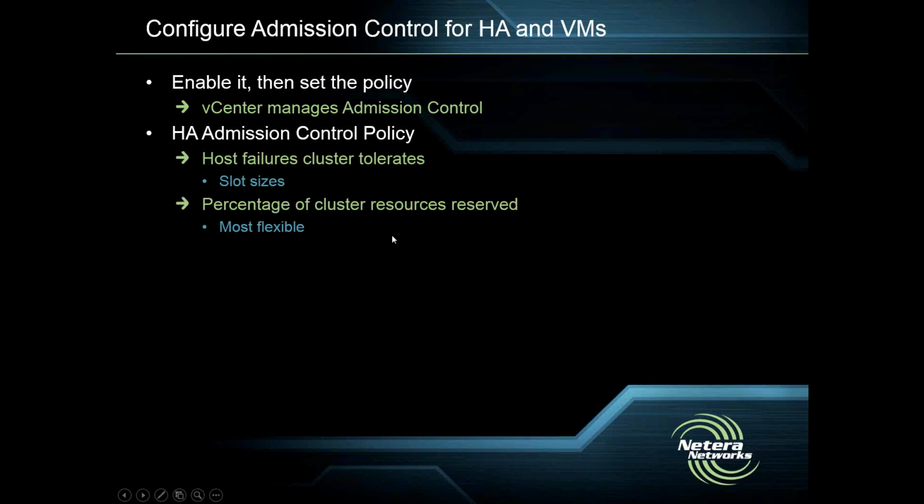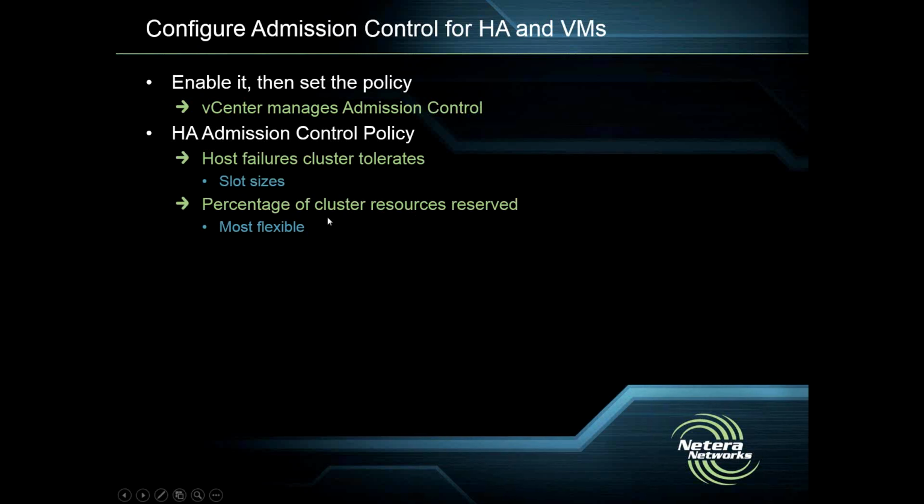The percentage of cluster resources reserved. This option is most flexible. Now, I'm stealing this from Duncan Epping, of course. He wrote a nice blog post on this. The idea is you don't have the restrictions of slot sizes, and if the hosts are sized similarly, then DRS won't have to work extra to move those virtual machines around.